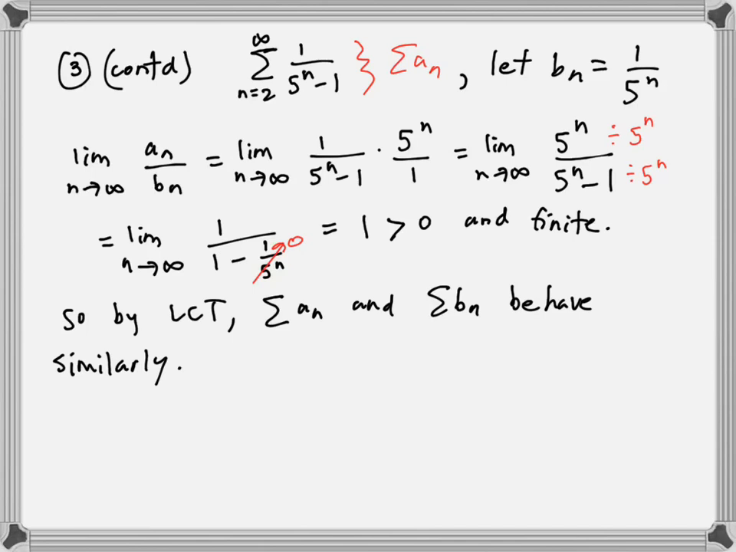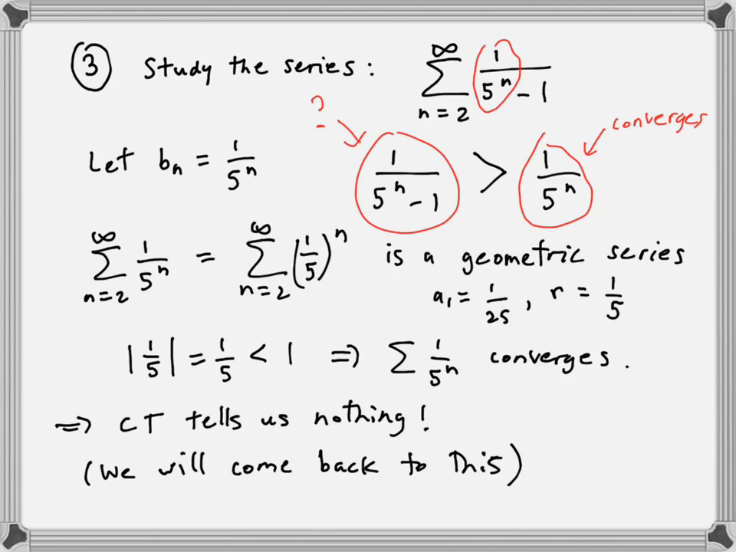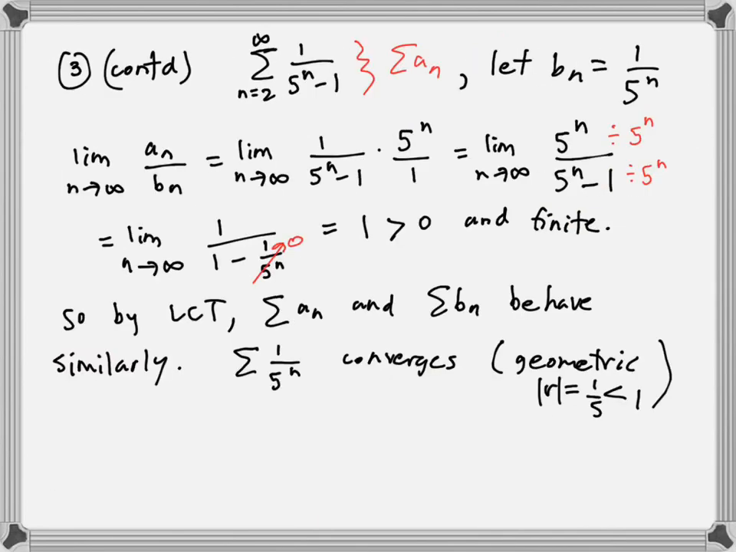Now, I'm not done yet, right? I still need to say what Bn does. But we already said that before. Let me just write it down. This guy converges. Remember, it is geometric with the ratio equal to 1/5. Right? Come back here, and remember, we already said that it converged, okay? I'm just reusing the information we already did, okay?